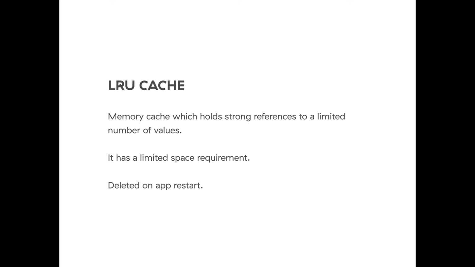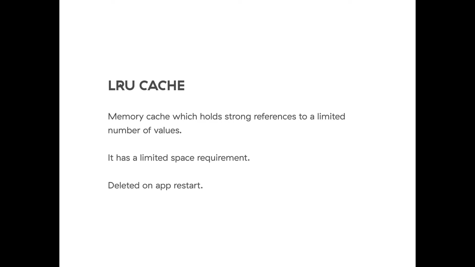Moving on, LRU cache. LRU cache is a memory cache which holds strong references to a limited number of values. It's basically, let's say, a simple key value storage. But the main difference between LRU cache and all the other caching strategies and components is that it has a limited space requirement, and as it's in memory, it's deleted on app restart. We want to focus on this sentence, so it has a limited space requirement.